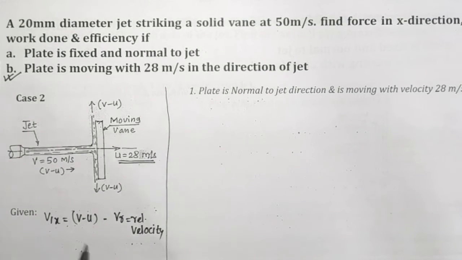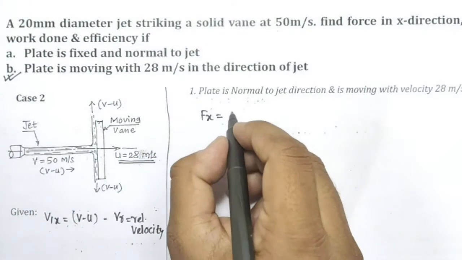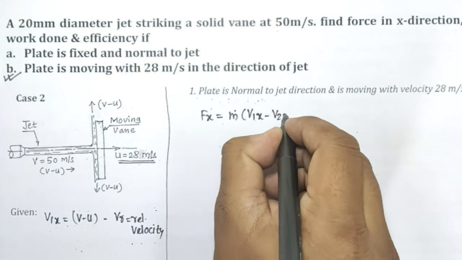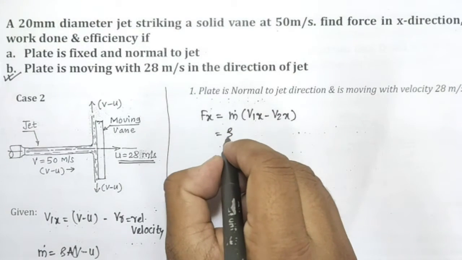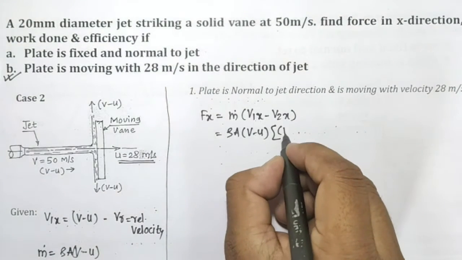If it is so, then what will happen? That thing we will see. Okay, so force Fx for such a case is m dot (v1x minus v2x). M dot is what we call the mass flow rate, equal to rho a v. So while striking, the mass flow rate, or we can say the velocity, is rho a (v minus u). So rho a (v minus u), and v1x is nothing but v minus u.